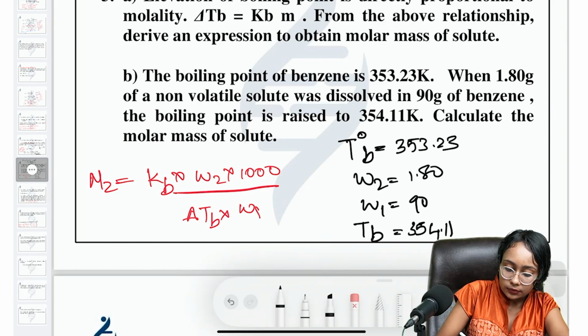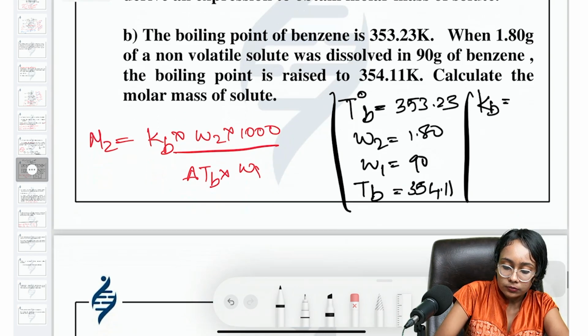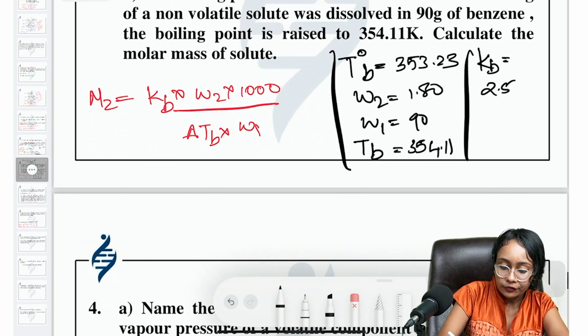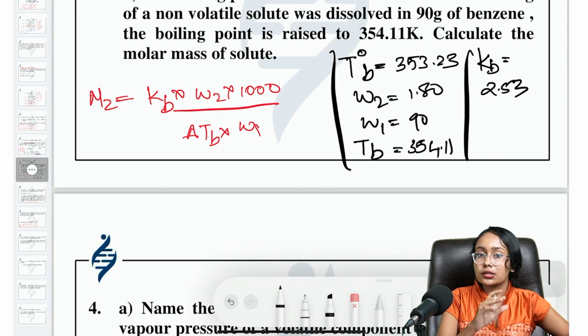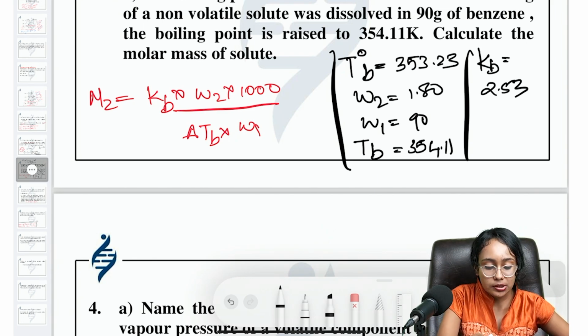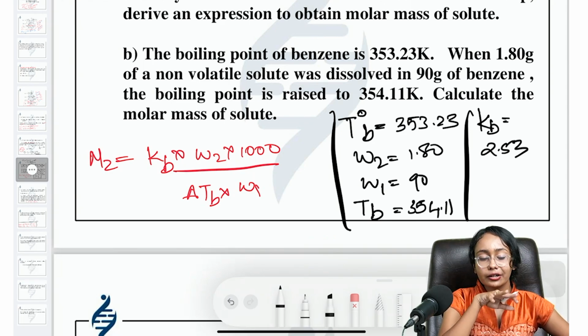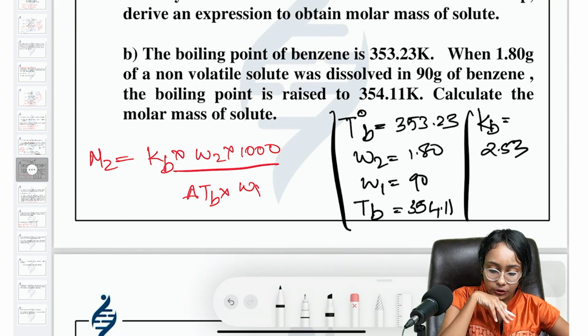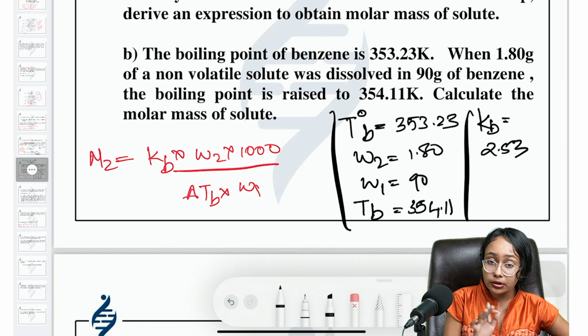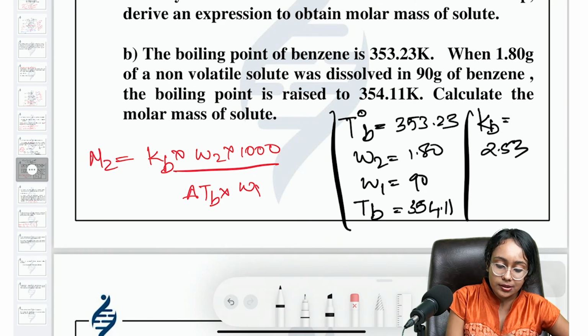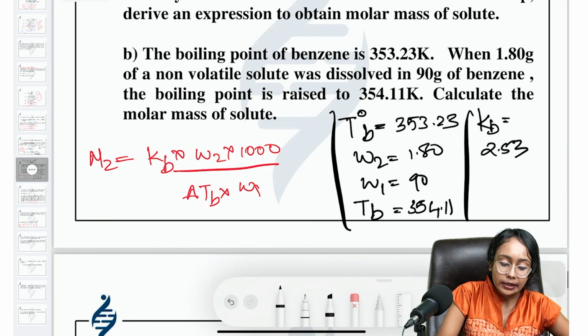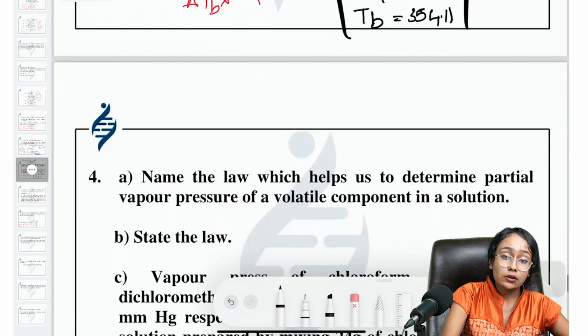KB equal to 2.53. The KB value is a constant value and it will be given in the question itself. So I was checking for KB. Okay, where's KB? And finally I found KB isn't given in the question, and that's my mistake. So KB will be given in the question. Don't worry. Okay, so just substitute all these values and you'll get the molar mass of solute.